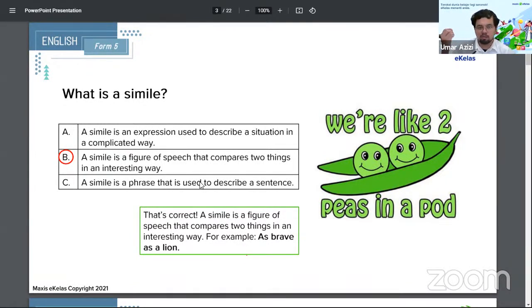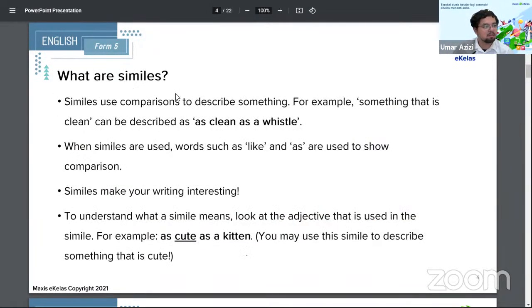Now, unlike other parts of speech, similes are used for you to send more information using a visual format that makes the conversation interesting. If you say you're very brave or very, very brave, that's just it. But if you were to compare yourself with something, you are as brave as a lion, as brave as a mother animal defending its children. Similes are a way to make it interesting and also give you context, an idea of how much you think something is. So similes are comparisons to describe something. For example, something that is clean can be described as clean as a whistle. When similes are used, words such as like and as are used to show a comparison.